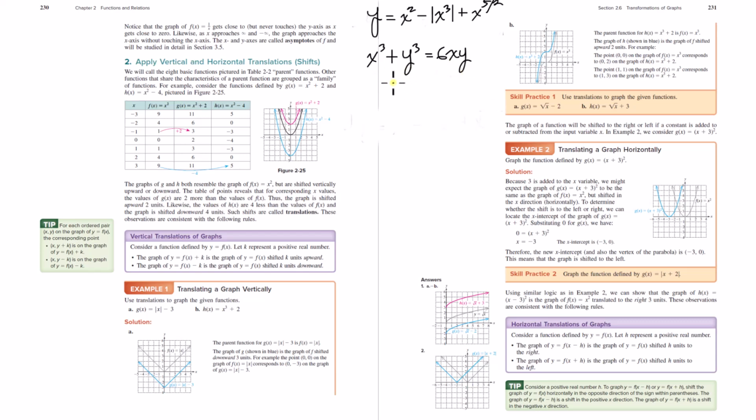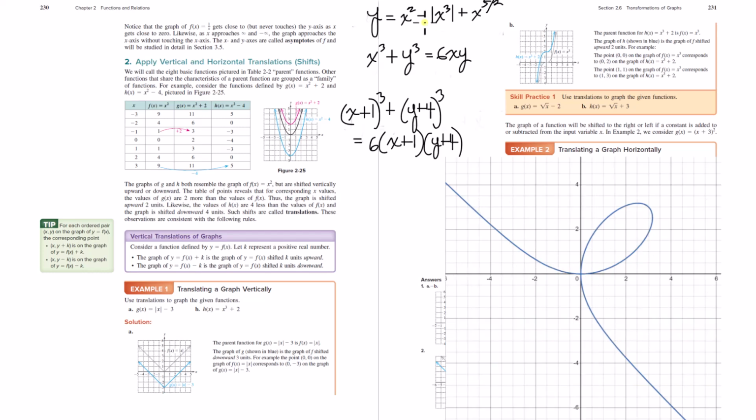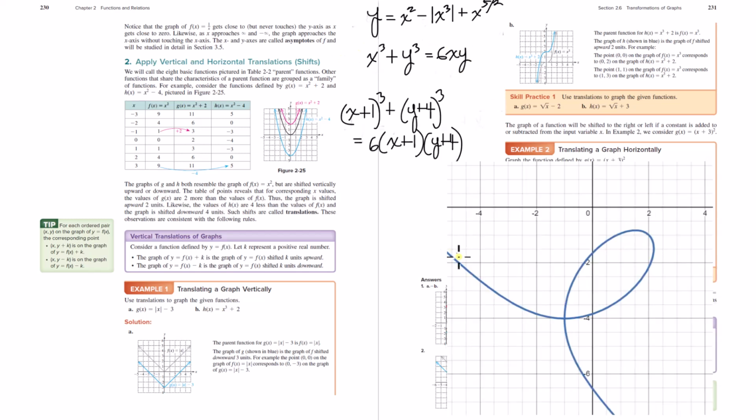Let's shift this relation to the left 1 unit and down 4 units. So to the left, we'll do x plus 1 cubed plus, and then down 4 units. So y plus 4 cubed is equal to 6 times x plus 1, y plus 4. Okay. Here is the basic relation. No modifications applied to any of the variables. And then here's this relation here. It's been shifted to the left 1 unit, down 4 units.